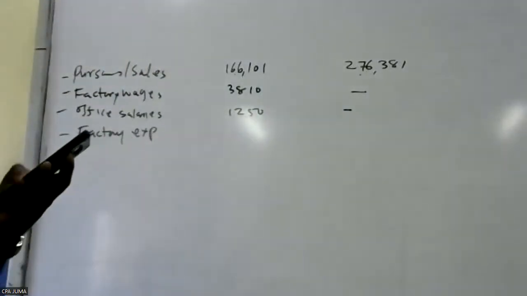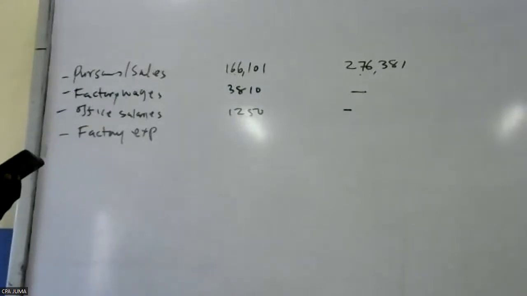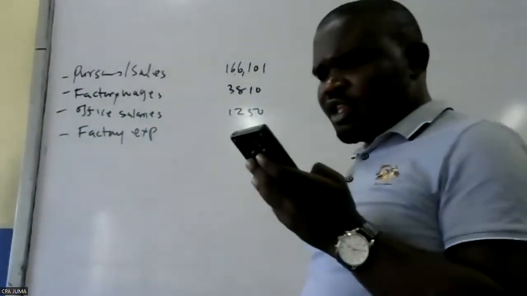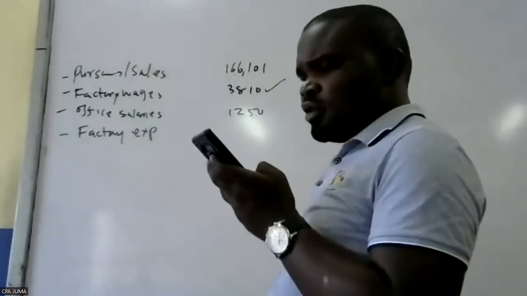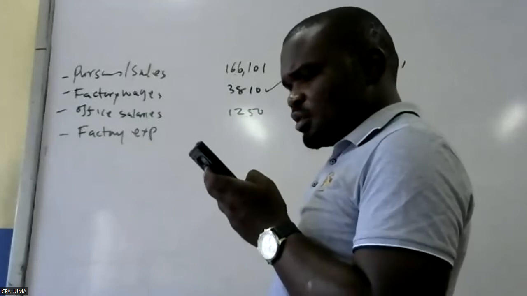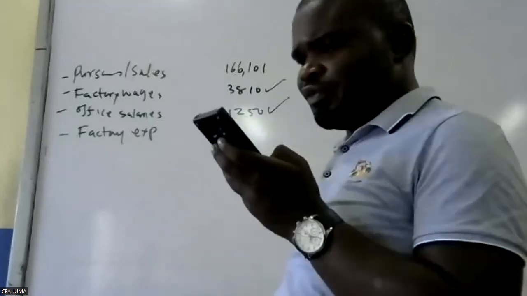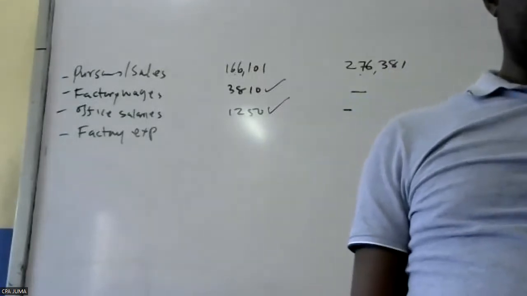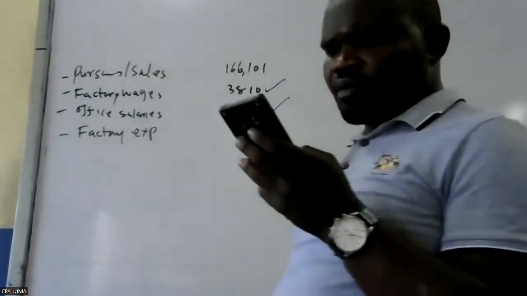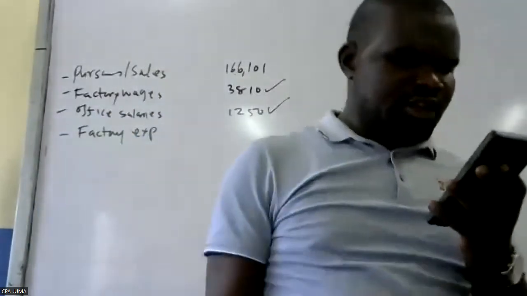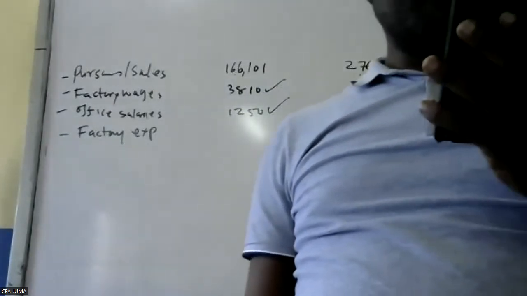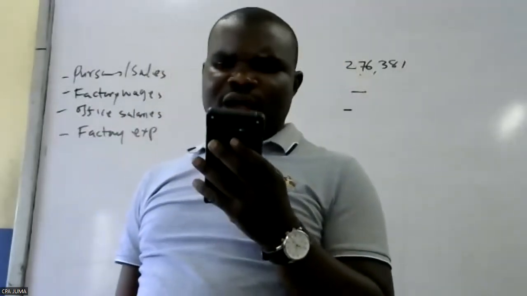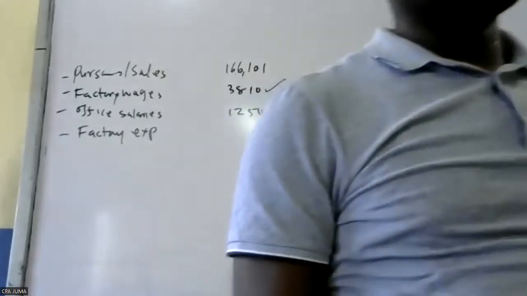So naona sales ni 276. Ngoja tutumie hii yake sasa. Then purchases new. Factory wages 3810. Office salaries 1250. Factory expenses 13490. Allowance for doubtful debts 380. Accounts receivable 5340. Accounts payable 4320. Then bank is on the credit 240. So it's out.